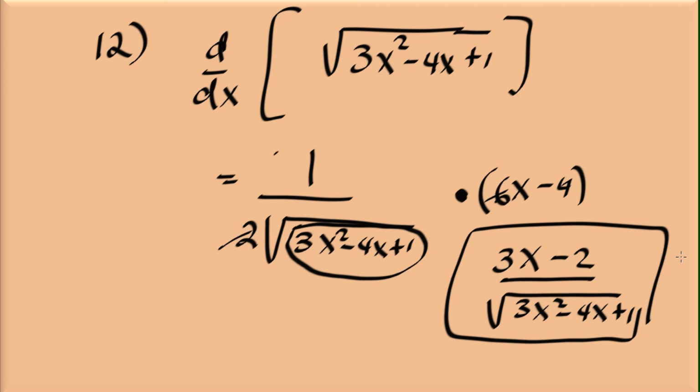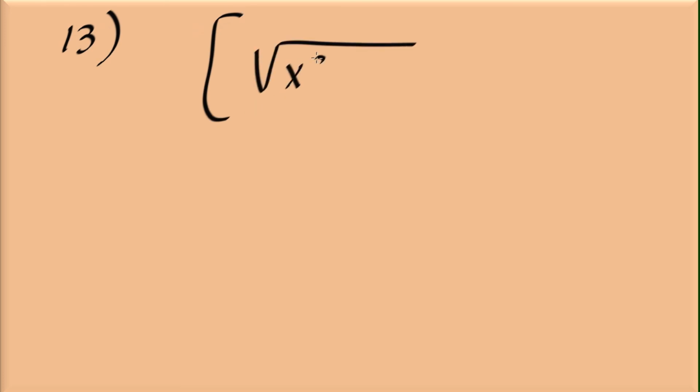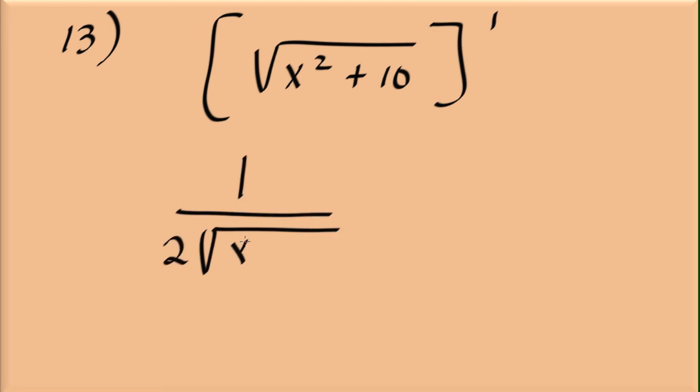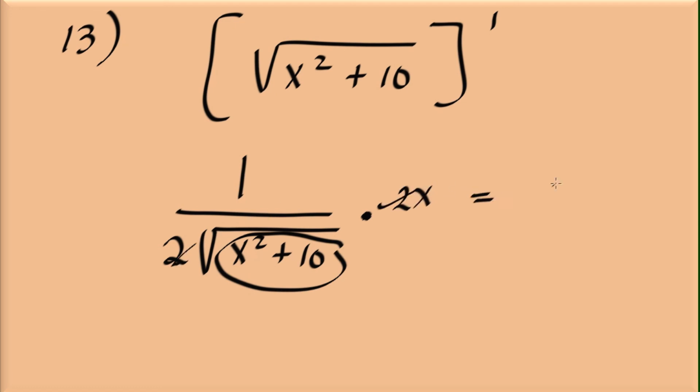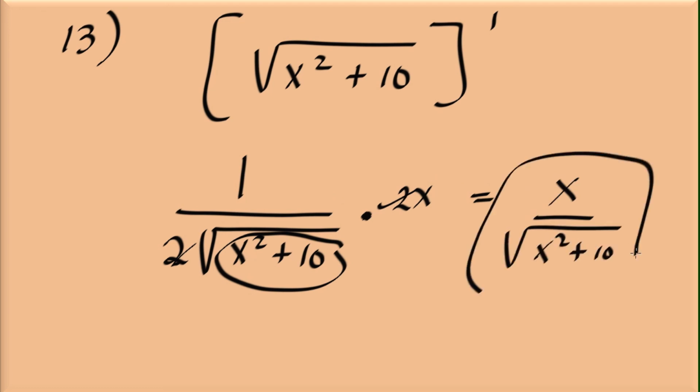Okay, number 13. How about the square root of x squared plus 10? Again, 1 over 2 square root of x squared plus 10 multiplied by the derivative of this x squared plus 10, which is 2x. And there you go. This is x over the square root of x squared plus 10. Just use the shortcut.